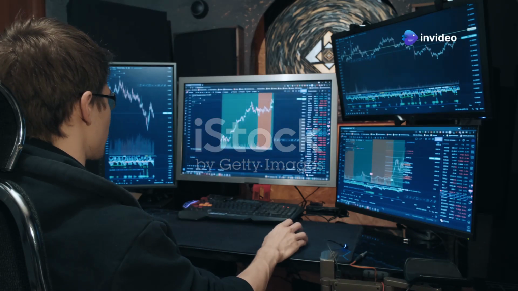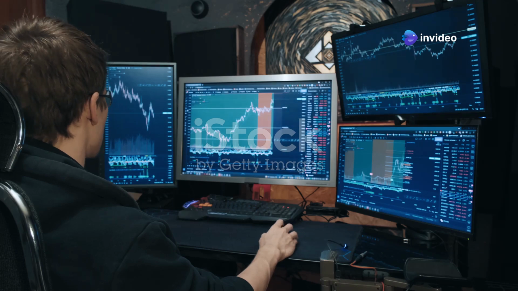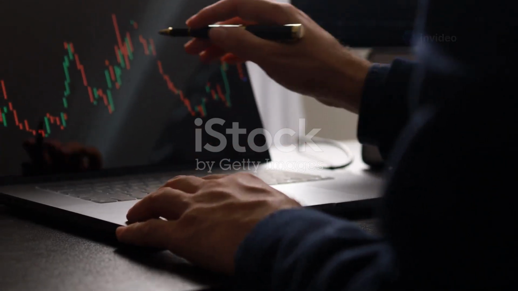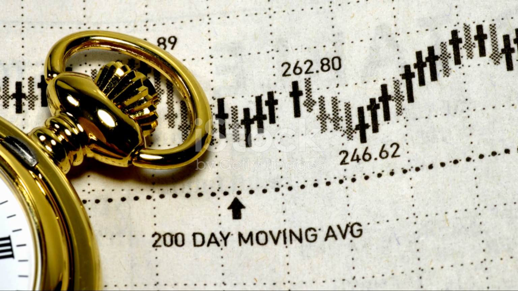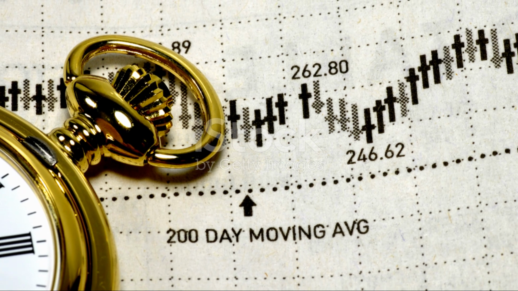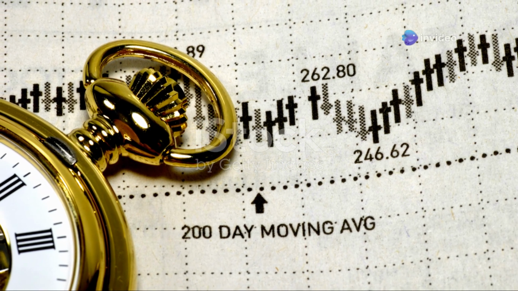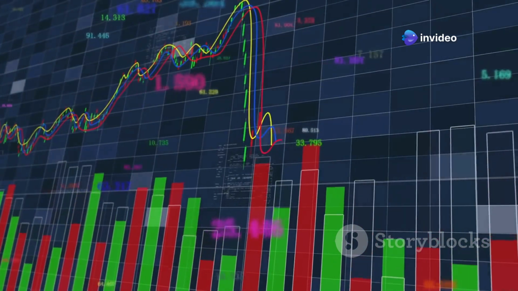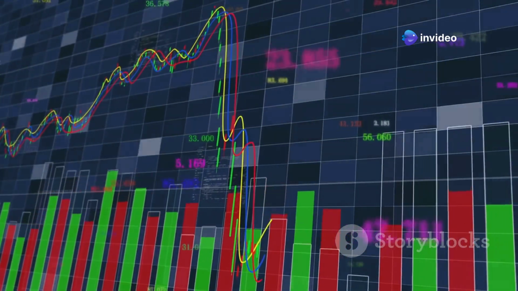The Adaptive Moving Average, or AMA, is a powerful tool for traders. It helps them understand and react to changing market conditions. Unlike traditional moving averages, the AMA doesn't treat all price movements equally. It adapts to volatility, making it a more responsive and reliable indicator.